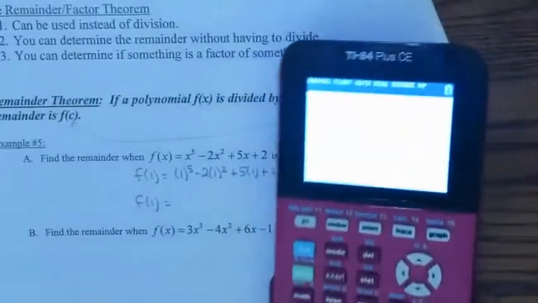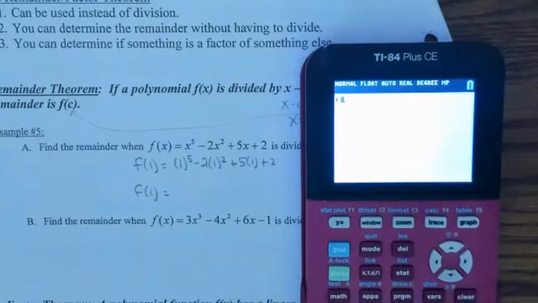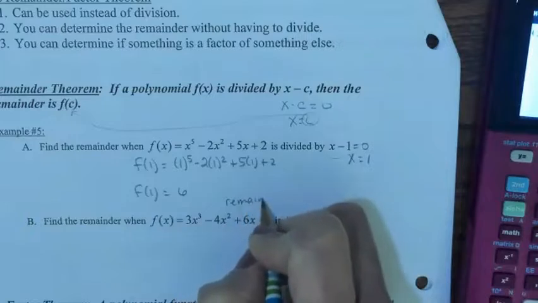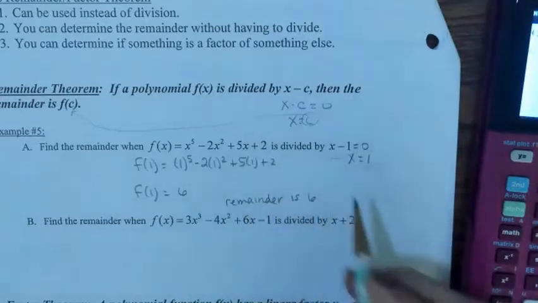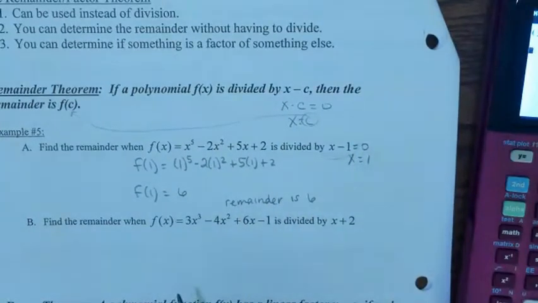So we'll go to our graphing calculator, and it's very important that you use parentheses. So 1 to the 5th power minus 2 times 1 squared plus 5 times 1 plus 2. And I get 6. That means the remainder is 6. That means if I divide this polynomial by this polynomial, I would get a remainder of 6.